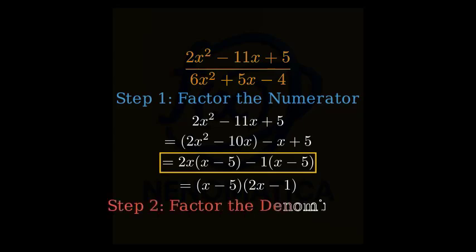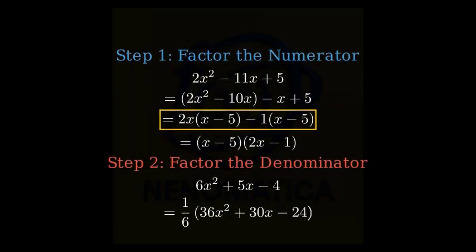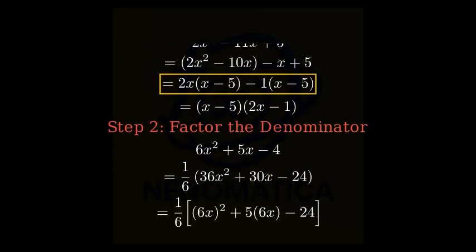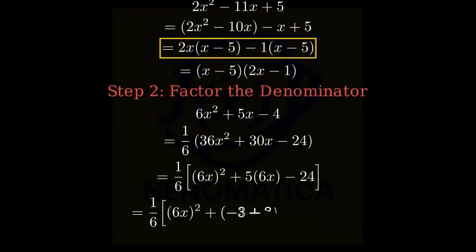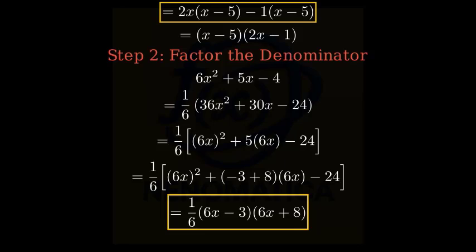Step 2. Factor the denominator. We start with 6x squared plus 5x minus 4. First, factor out 1/6 to make grouping easier. Rewrite the quadratic inside: (6x) squared plus 5 times (6x) minus 24. Express the middle term as negative 3 plus 8 times 6x. Factor by grouping to get 1/6 times (6x minus 3) times (6x plus 8).